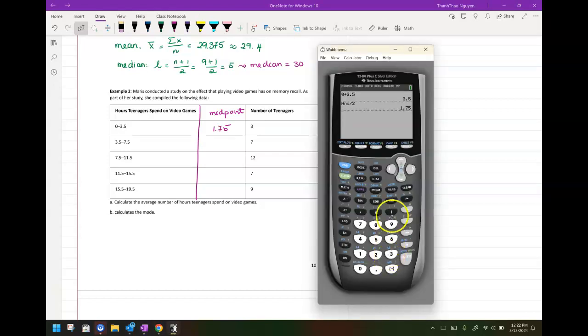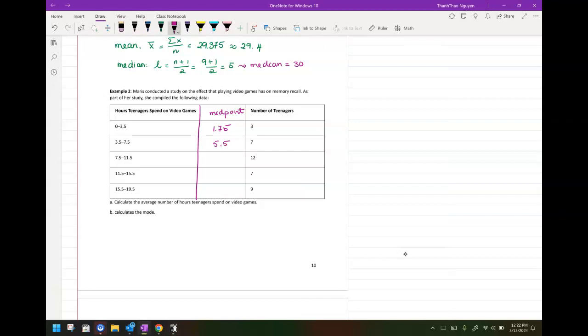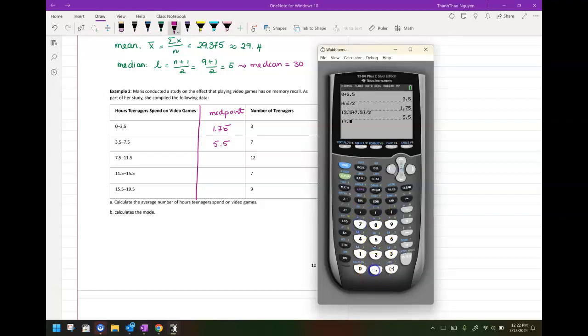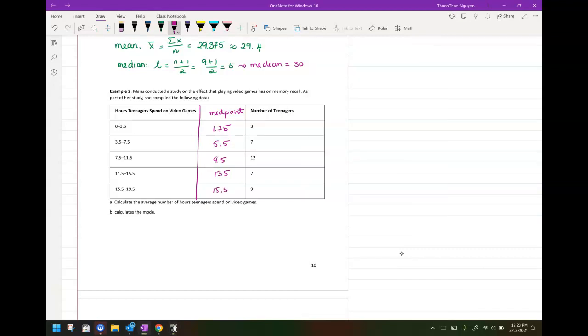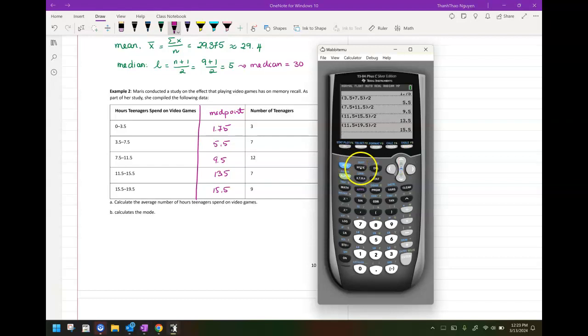The next one, 3.5 plus 7.5 divided by 2, 5.5. I will then enter these into my list.